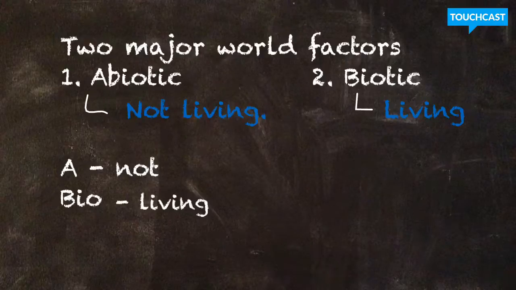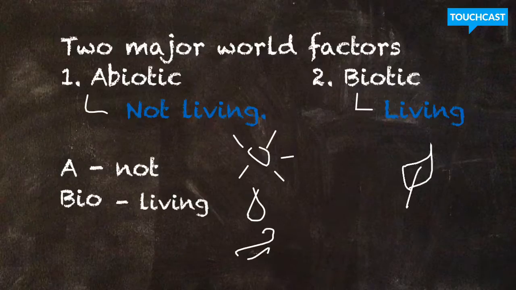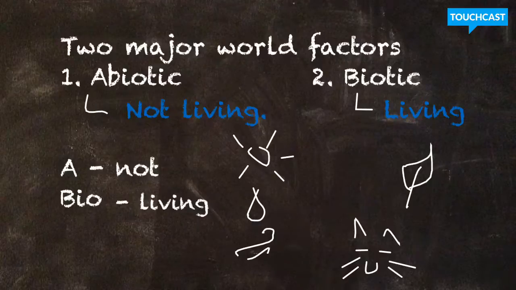Some examples of abiotic are sunlight, there's my sun, water, air, and minerals and rocks. Some biotic things are plants, animals, trying to make a little kitty cat, and you and me are also considered biotic.